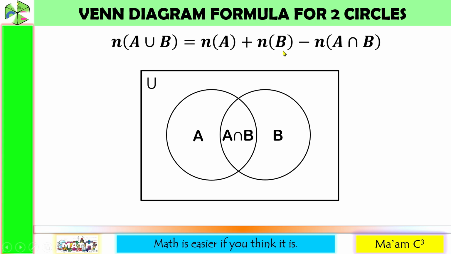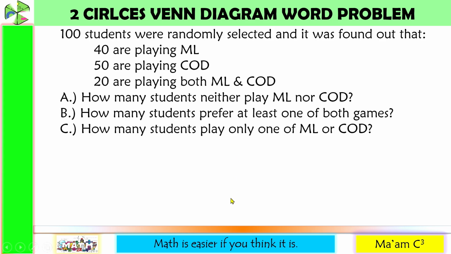Let's have an example. 100 students were randomly selected and it was found out that 40 are playing ML, 50 are playing COD, 20 are playing both ML and COD. Before we answer the following questions, let us create the Venn diagram for this.